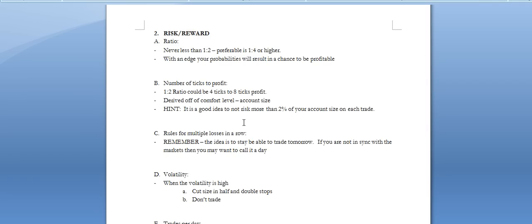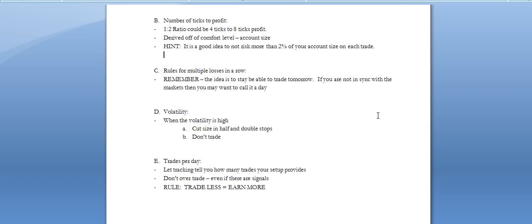Now the number of ticks to profit, let's look at this. A 1 to 2 ratio could be 4 ticks of profit to 8 ticks, or it could be 8 ticks to 16 ticks. It depends. It's derived off your comfort level for one, and also off of your account size. Now this is where I'm going to give you a big hint. It is a good idea not to risk more than 2% of your account size on each trade.